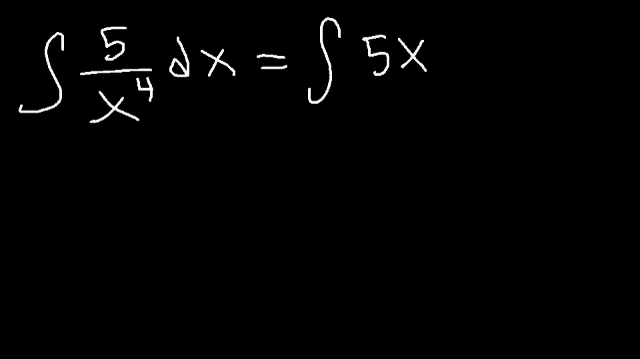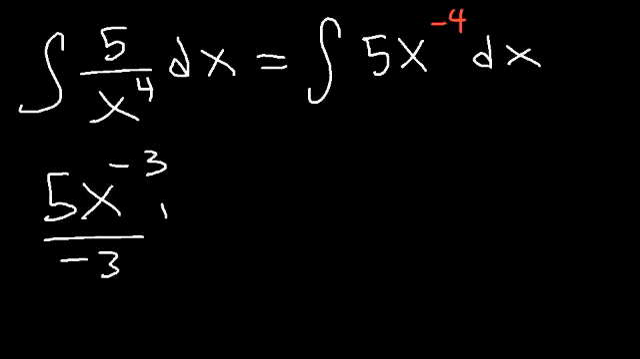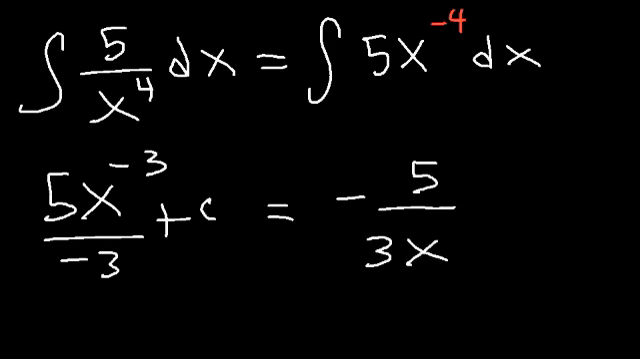Now let's try this one. 5 divided by x⁴. So first, let's rewrite it. This is 5x to the negative 4. And then let's add 1 to the exponent. So negative 4 plus 1 is negative 3. And then divide by negative 3. And then we'll move the x back to the bottom. So it's negative 5 divided by 3x³ plus c.